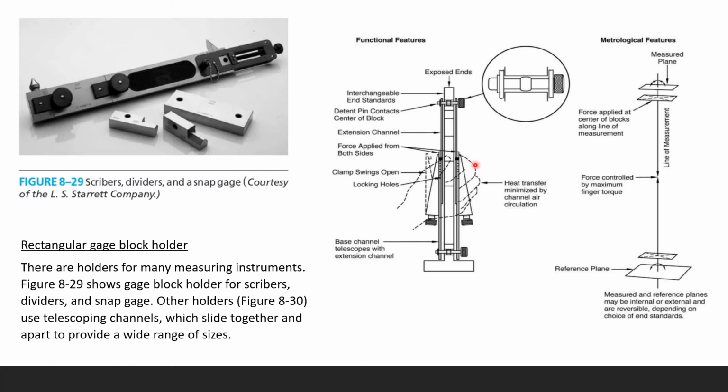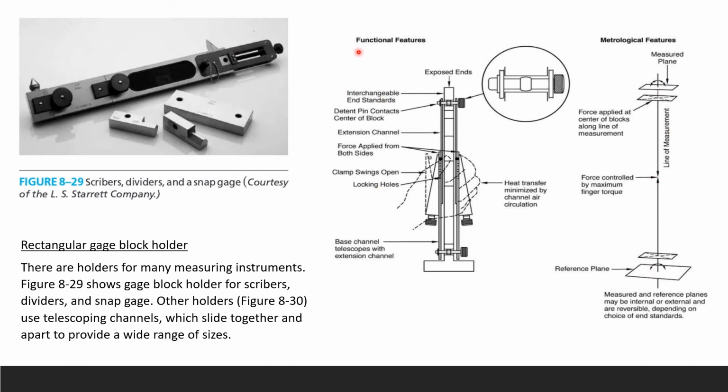If you don't know how to look at it, you can look at the metrological feature right there. So here we can see the measure plane is right there. The line of measurement is right here. The reference plane is right there, okay? And this is your force line, controlled by the maximum finger torque right there, and your force applied at the center of blocks along the line of measurement. So your blocks are right on this line.